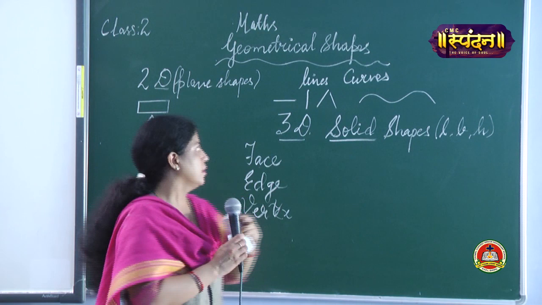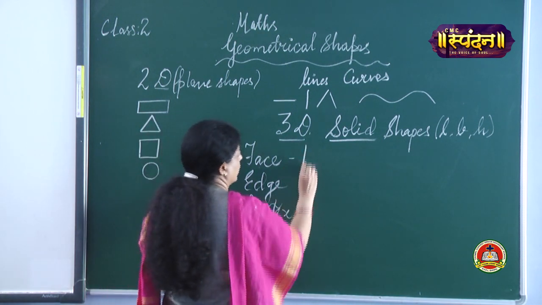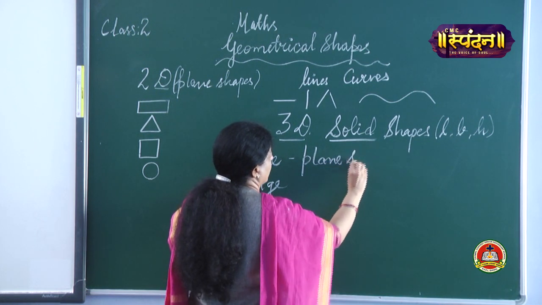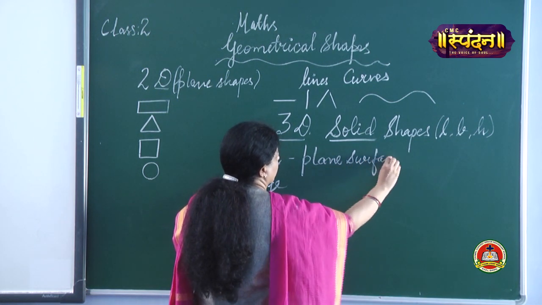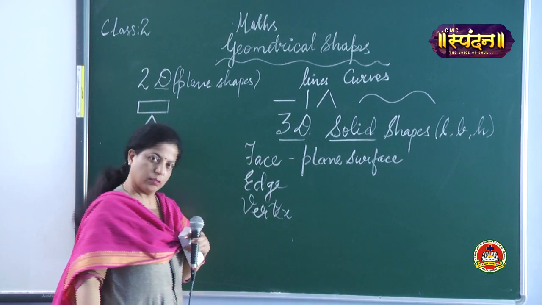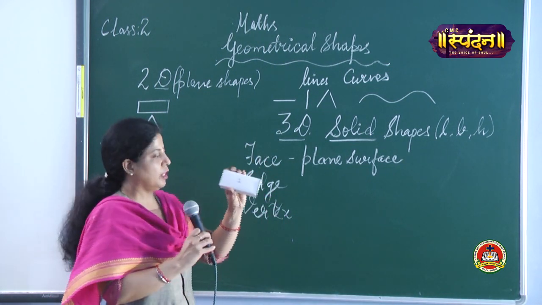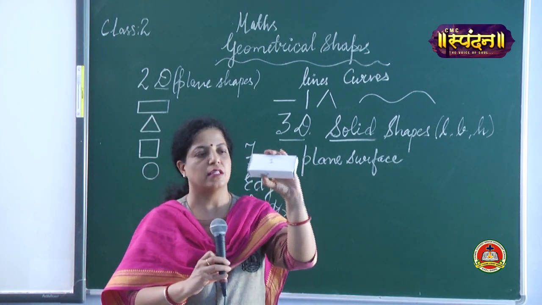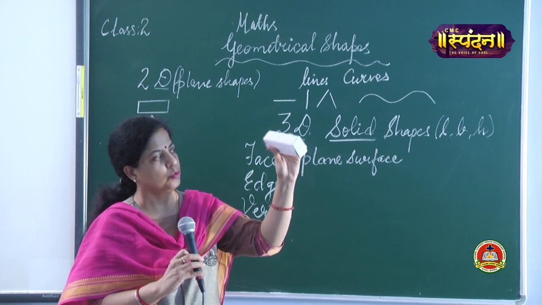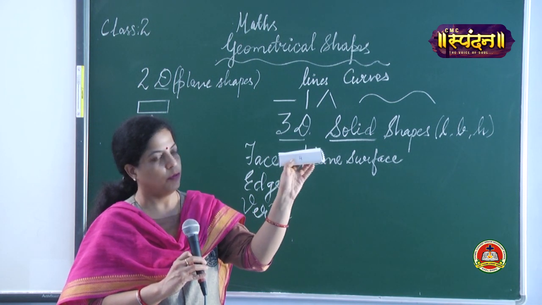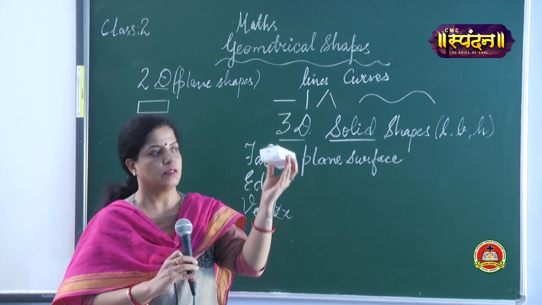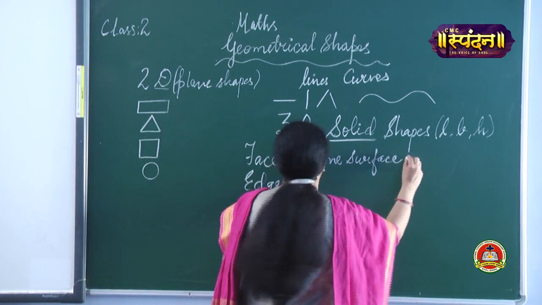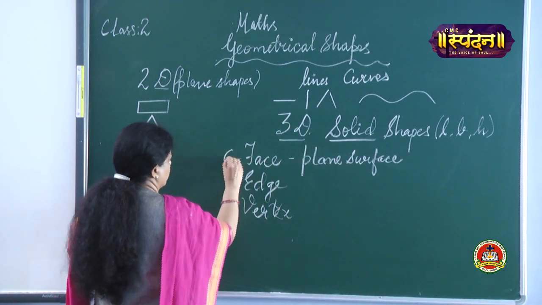Okay. So, the plane surface of any object or any shape is called its face. Okay. So, this shape having how many plane surfaces? It has, as I have shown you just now, 1, 2, 3, 4, this one 5 and this one 6. So, it has how many faces? It has 6 faces.